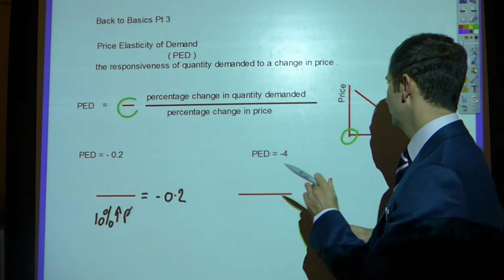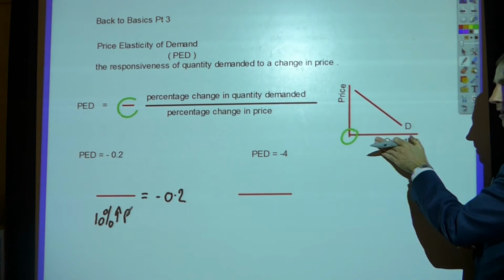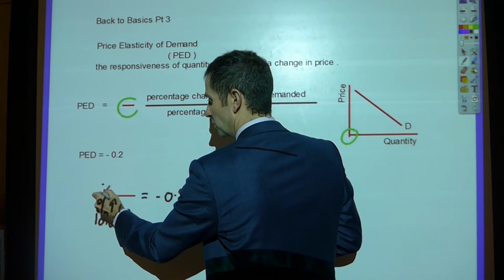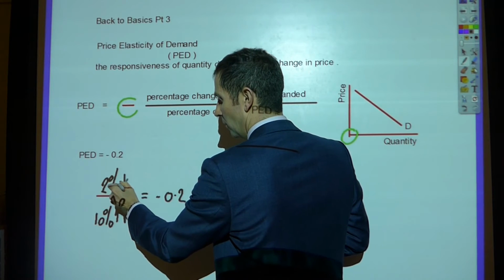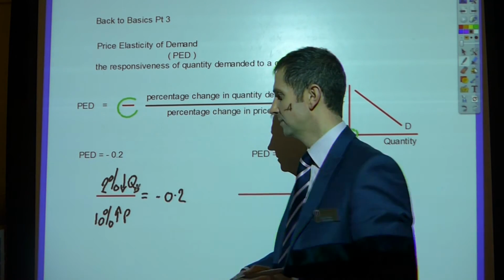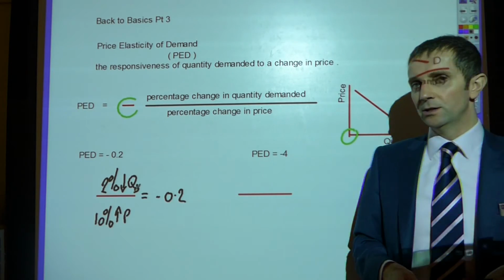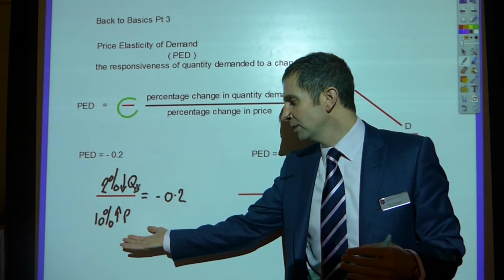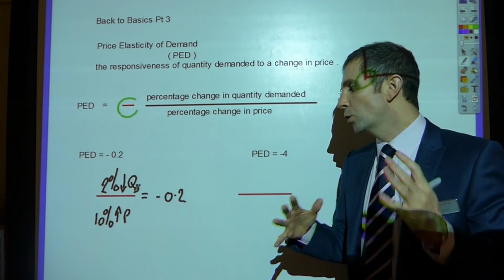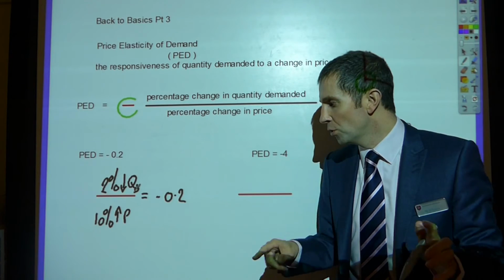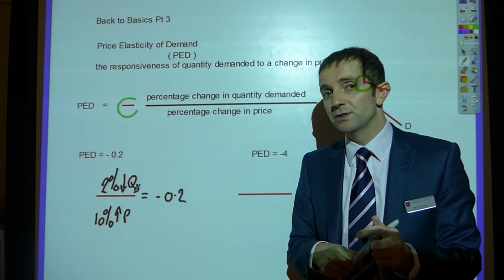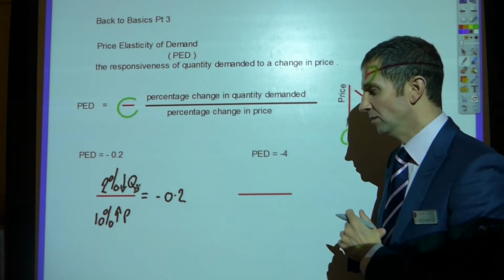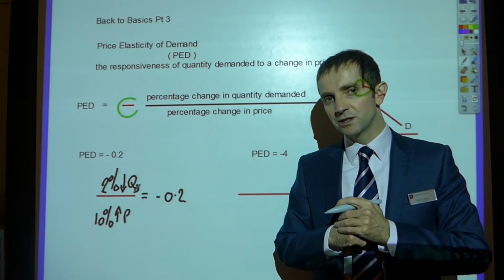Why is it a fall? Because as price rises, quantity demanded moves back in this direction towards the origin. So we would have a 2% fall in quantity demanded. Now you then think to yourselves, well, how responsive is that? I've increased price by 10% and quantity demanded has only dropped off by 2%. And so as a consequence of that, the change in price as a proportion is much more significant than the drop-off in quantity demanded.